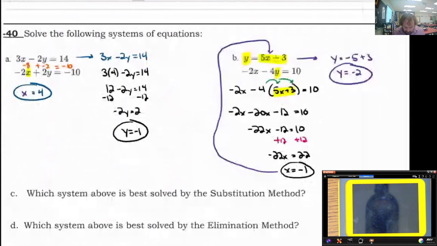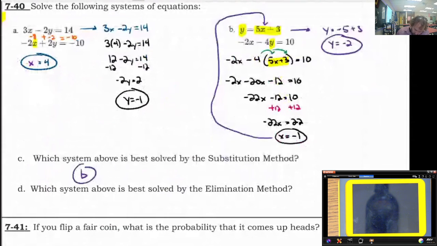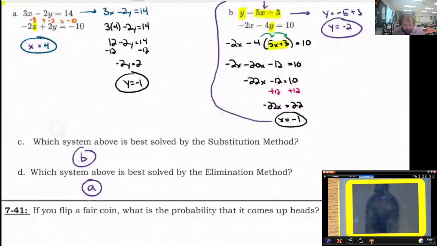I thought so. Which system is solved by a substitution method? System B. Which system is best solved by elimination? System A. That's it. And the easiest homework question we've had in forever.